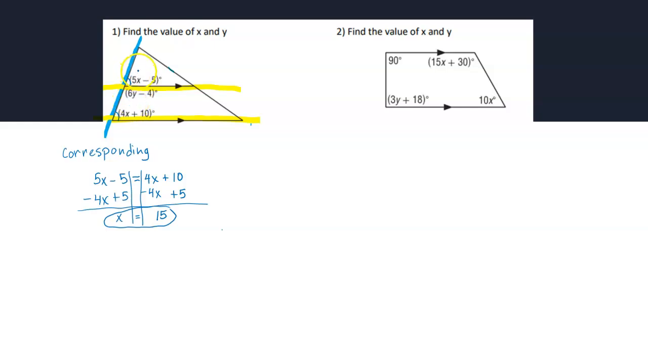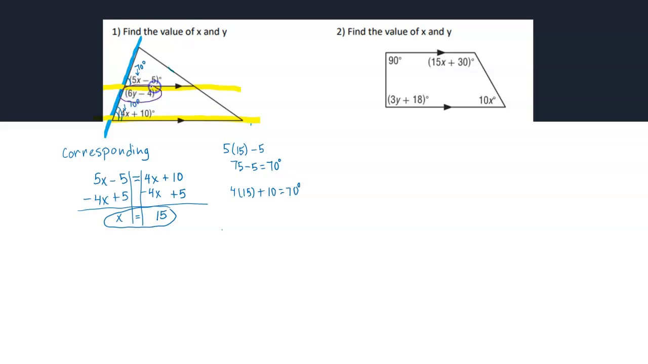Now if I put the 15 in for x for both of these 2 angles, I should get the same value. So 5 times 15 minus 5 would be 75 minus 5, which would be 70. So this angle right here is 70 degrees. I could also check that 4 times 15 plus 10 is equal to 70. So I know that this angle right here is also 70. And that's not a surprise to me. That's what the work I did when I solved x equals 15.